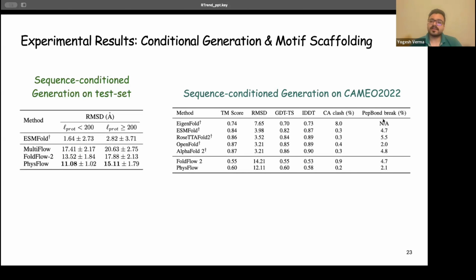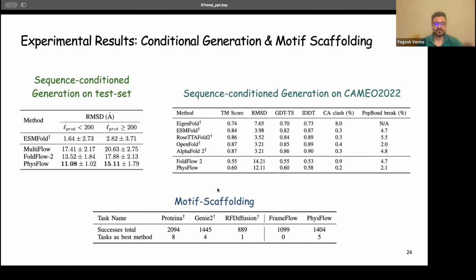And we also have really less peptide bond break percentage as compared to ESM fold, because we are really trying to avoid the structural collision and trying to model the structural integrity. And these inductive biases have made it such that we have really very less clashing rate or peptide bond breaking rate as compared to the other methods, which just directly use 3D random noise as their prior.